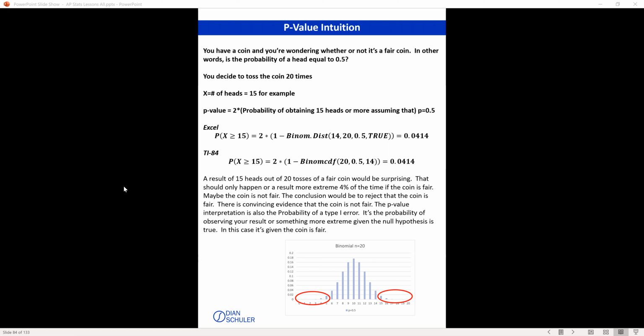Diane Schuler, and today I want to talk about the intuition behind p-value.